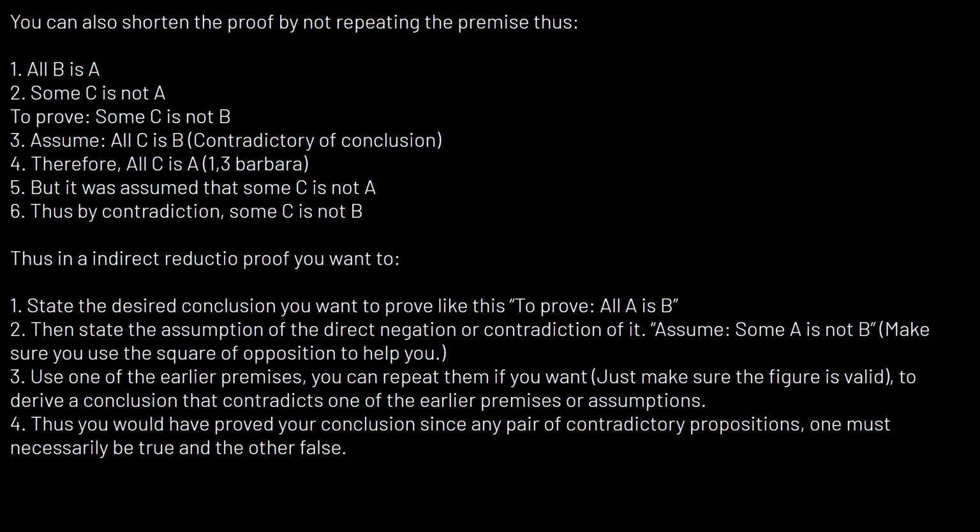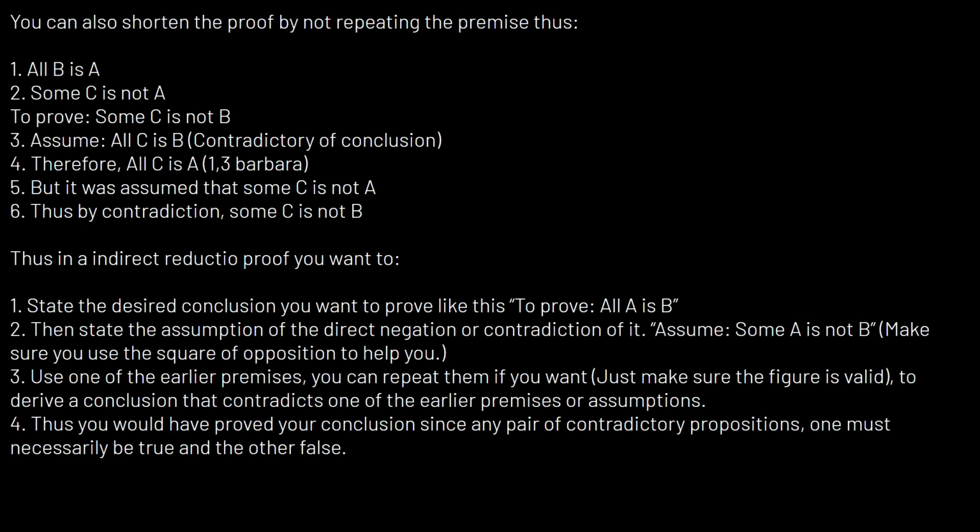So if I go like this, thus all B is A, some C is not A, and we want to prove some C is not B, I can just assume all C is B, that is the contradiction of the desired conclusion, and therefore I can reason that all C is A. But then I would just have to mention where I'm getting my premises from, which is from premise 1 and then 3. So 1, 3, Barbara. But it was assumed that some C is not A, thus by contradiction some C is not B. And thus in an indirect proof you want to do this.